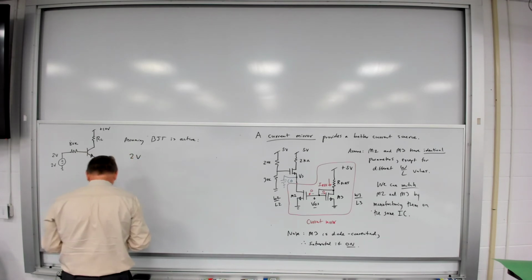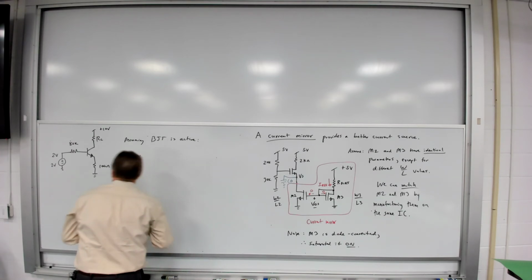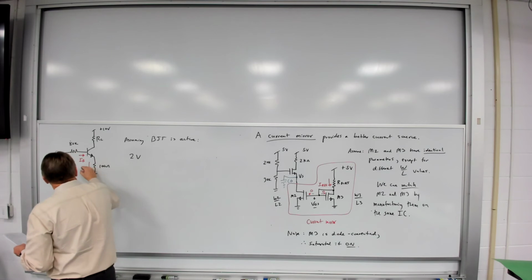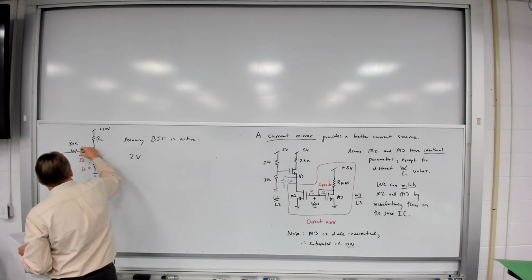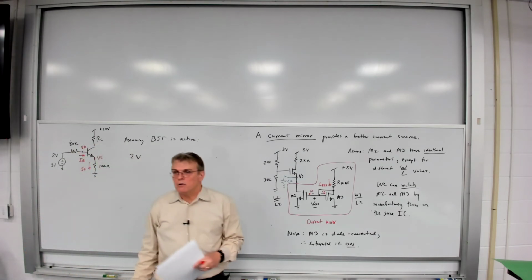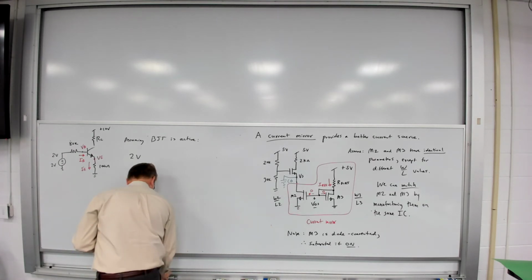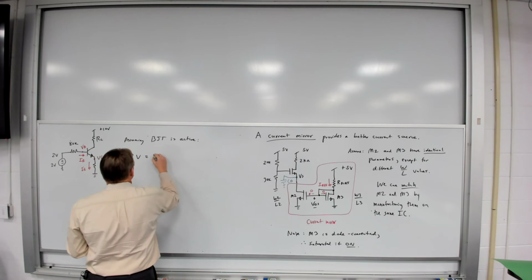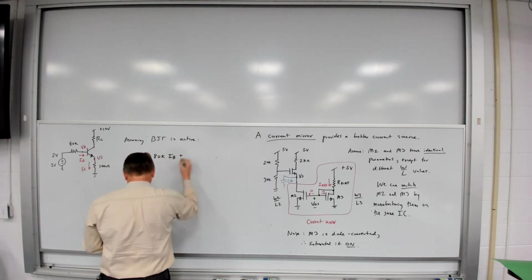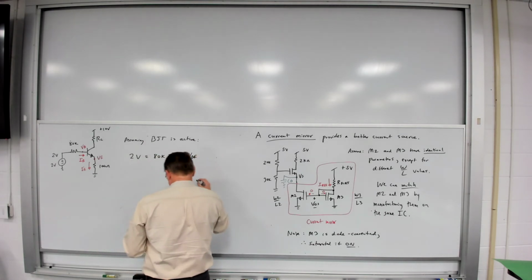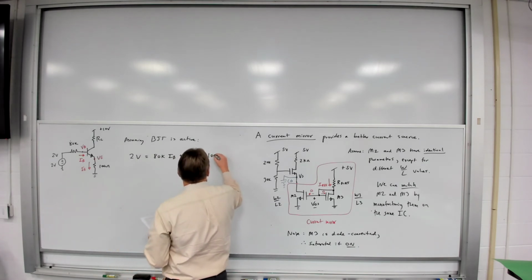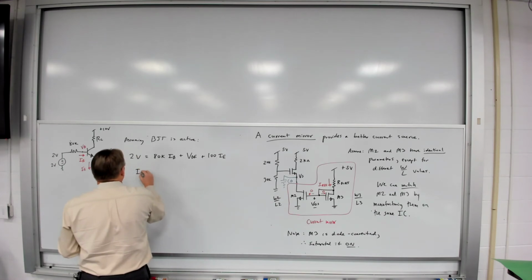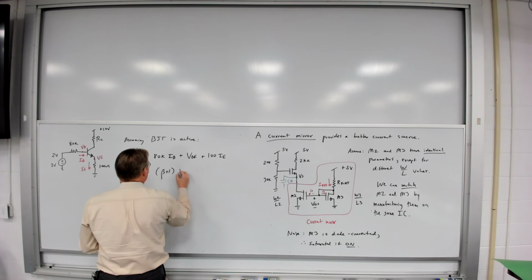So 2 volts is equal to, well, in this case, I've got IB flowing into the base. I've got IE. This voltage is VE, that voltage is VB. So I'm just going to add those to that circuit, and then I'm going to write my equation. Going around this loop, 2 volts is equal to 80K times IB plus VBE plus 100 times IE. IE will be equal to beta plus 1 times IB.